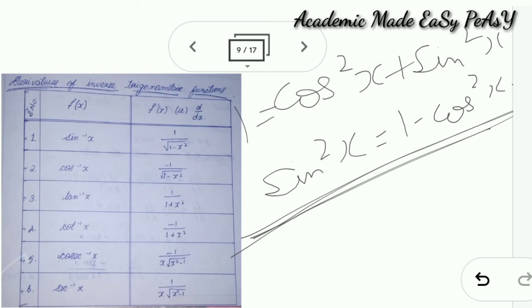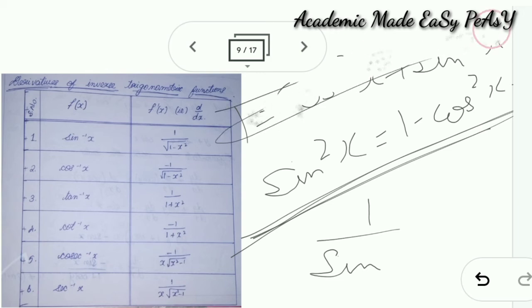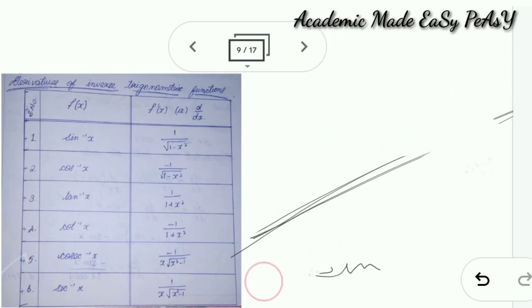So why is it 1 by root of x square? Because sine inverse x is nothing but 1 by sine. Yes, so 1 by sine only is sine inverse, so only it is given like that. So you can just have it like that, okay.